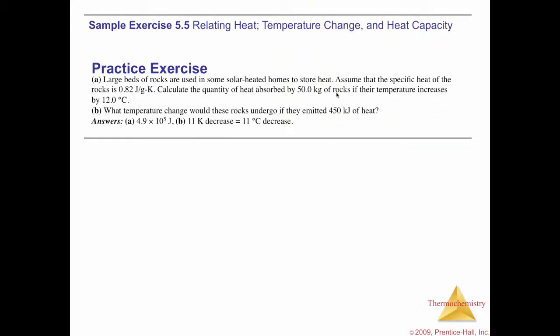For practice, please calculate. Large beds of rocks are used in some solar heated homes to store heat. Assume that the specific heat of the rocks is 0.82 joules per gram Kelvin, and calculate the quantity of heat absorbed by 50 kilograms of rocks if their temperature increases by 12 degrees Celsius. Also, what temperature change would these rocks undergo if they emitted 450 kilojoules of heat?